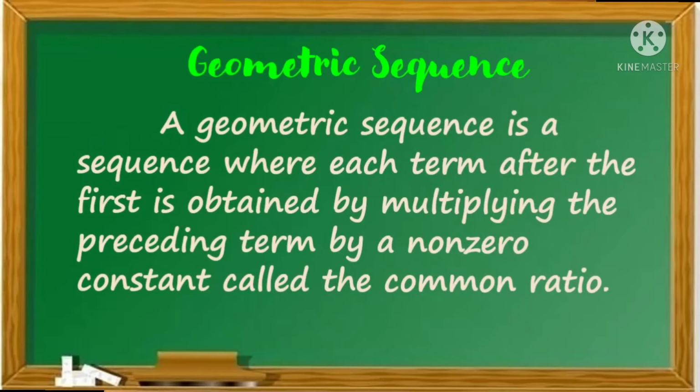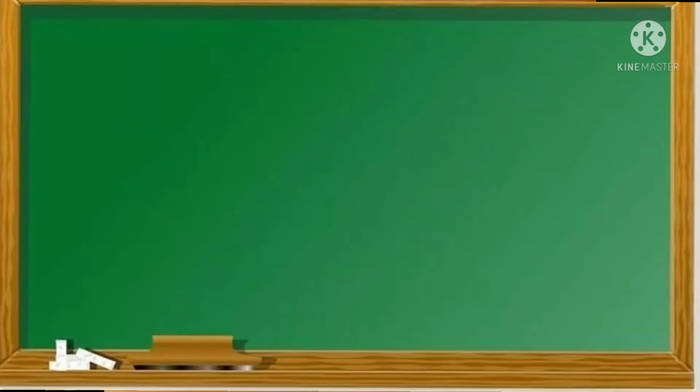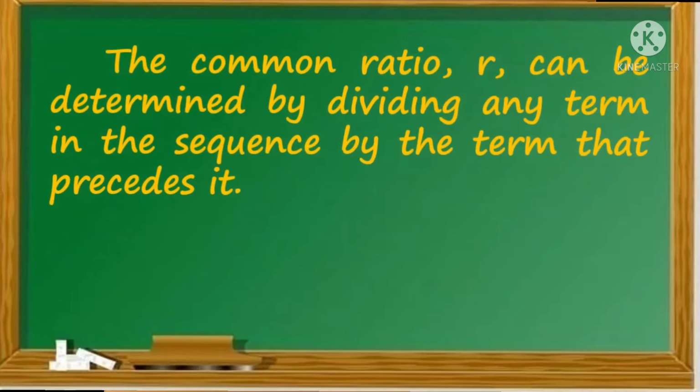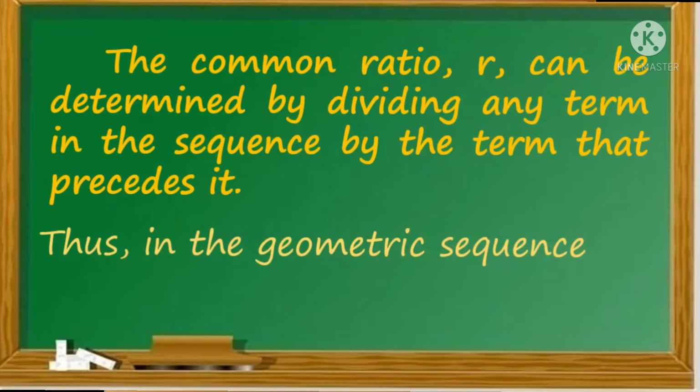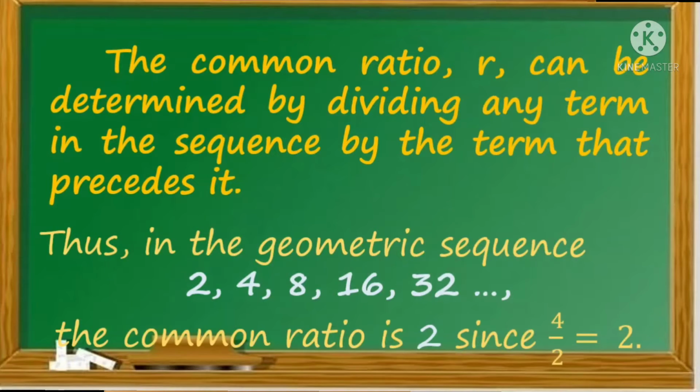A geometric sequence is a sequence where each term after the first term is obtained by multiplying the preceding term by a non-zero constant called the common ratio. The common ratio r can be determined by dividing any term in the sequence by the term that precedes it. Thus, in the geometric sequence 2, 4, 8, 16, 32, the common ratio is 2 since 4 divided by 2 is 2.